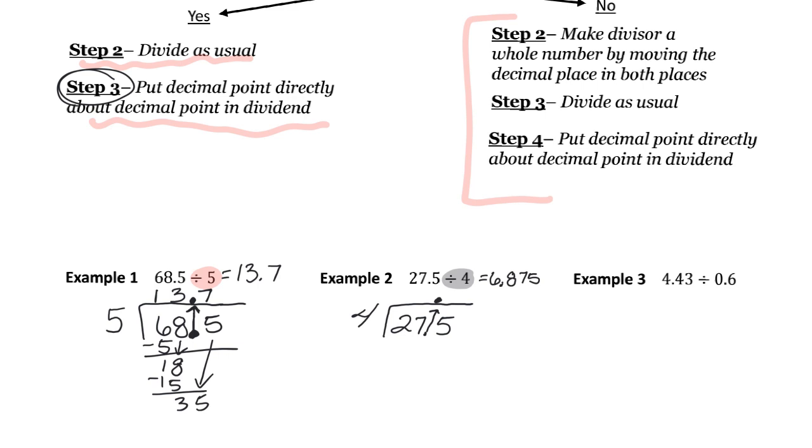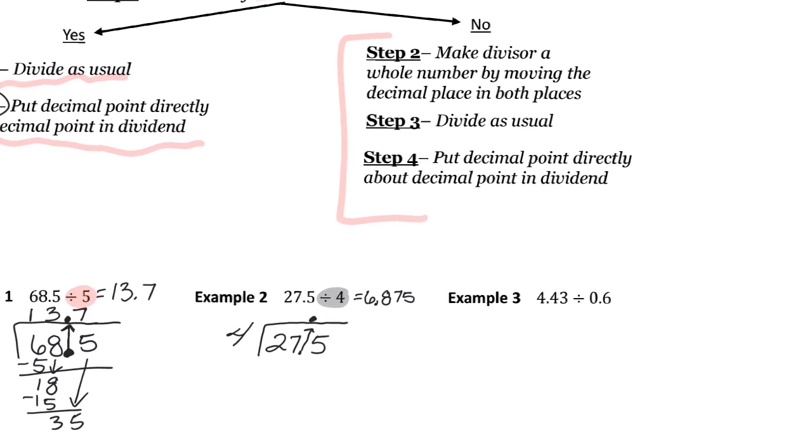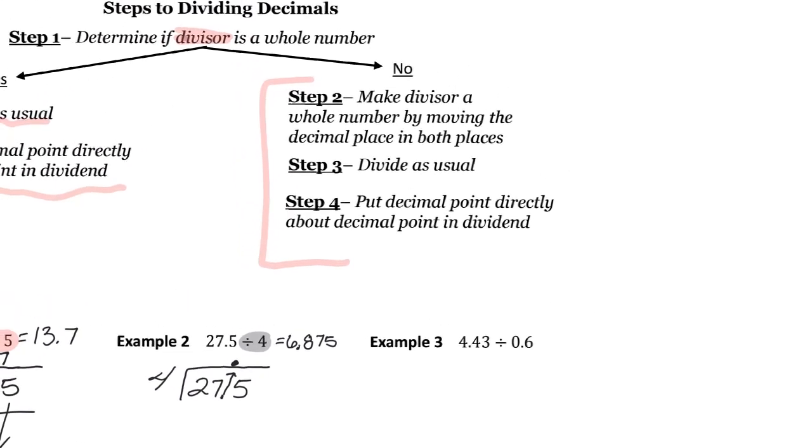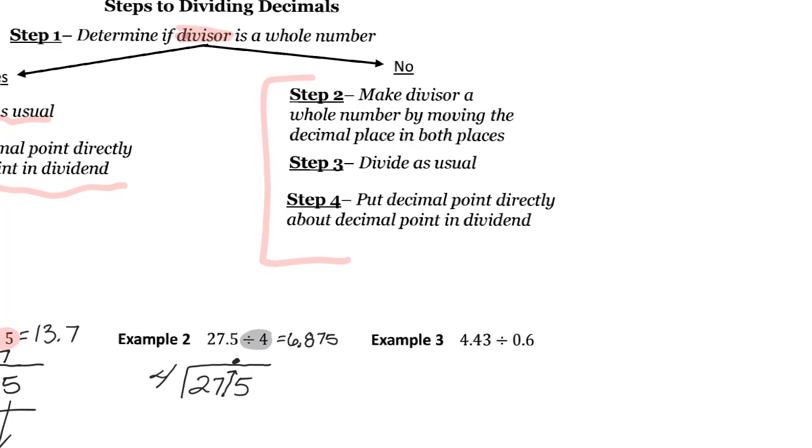Okay, but let's see what this next one says. Is my divisor a whole number? Is 0.6 a whole number? No, right? So now we're going to look at these steps.